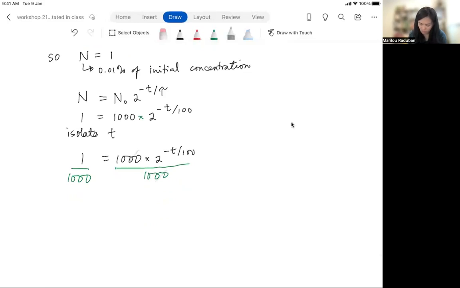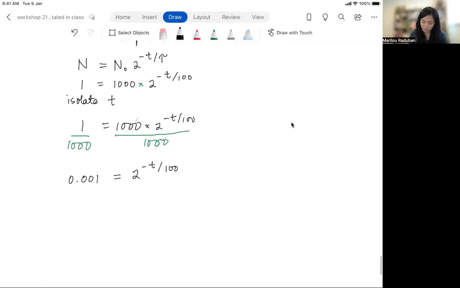1,000 divided by 1,000 is equal to 1. And so you have 1 divided by 1,000, 0.001. And here you have 2 exponent minus t over 100. Now the exponential function is by itself. It's base 2, but it's essentially by itself.